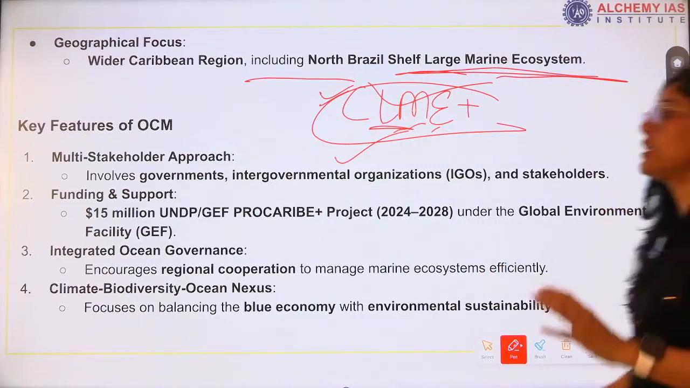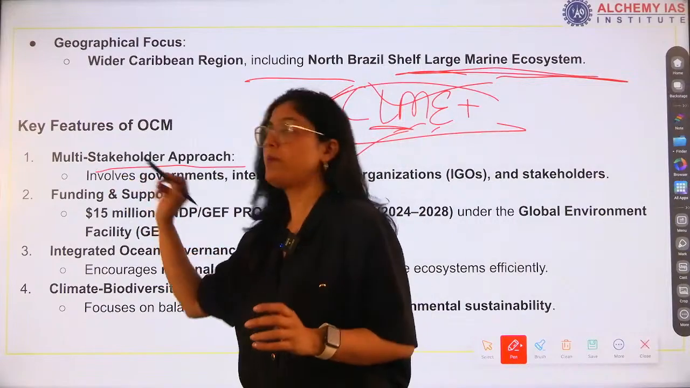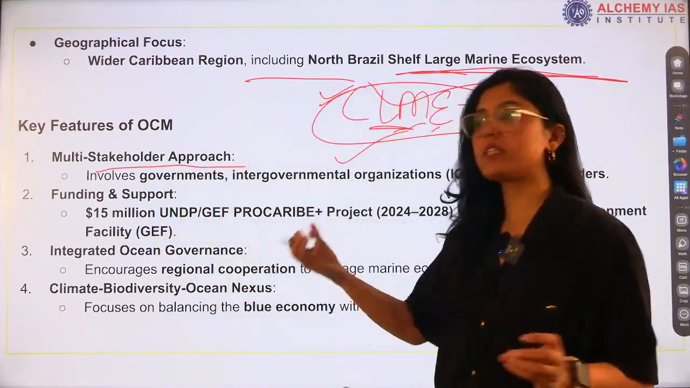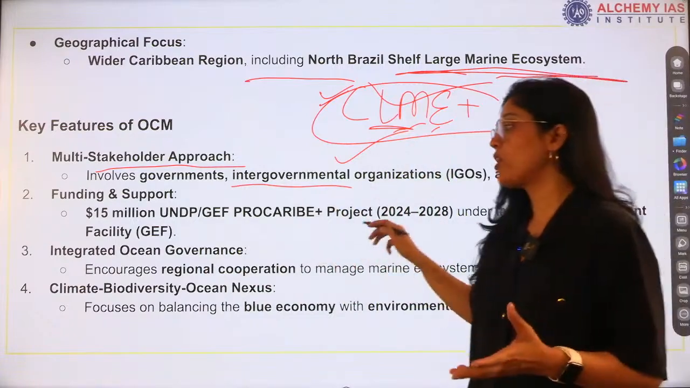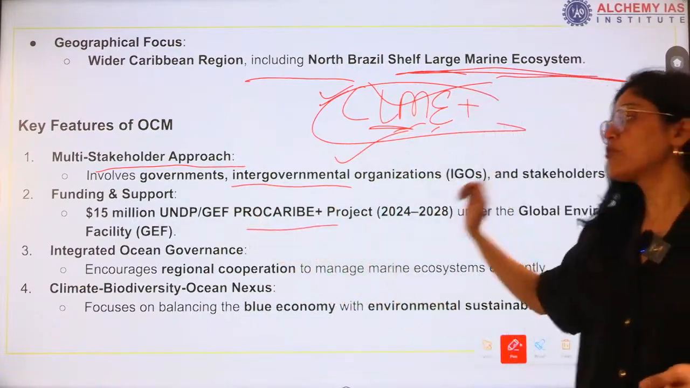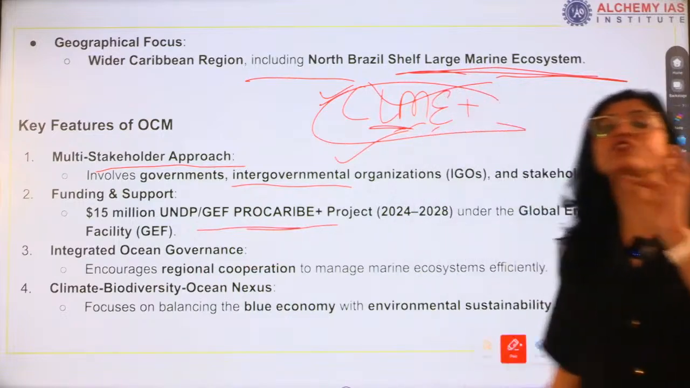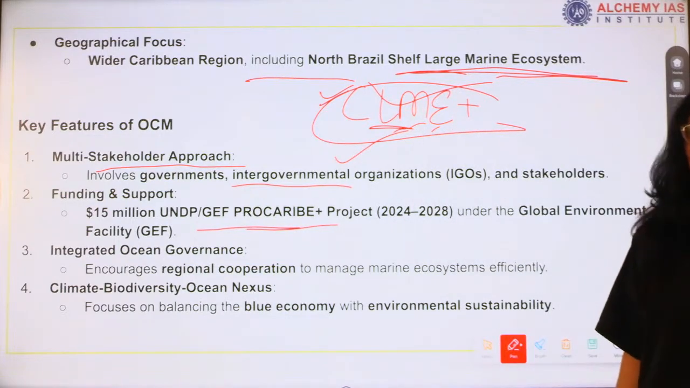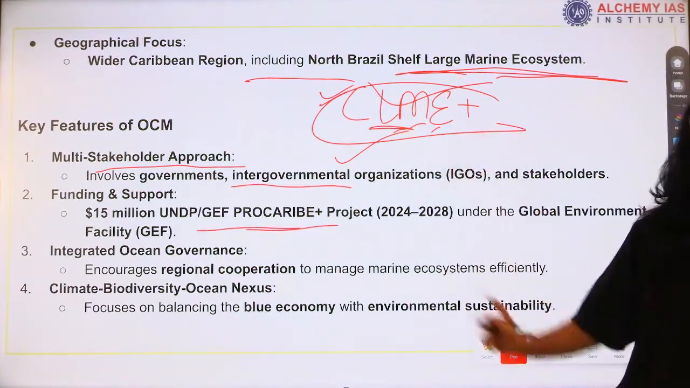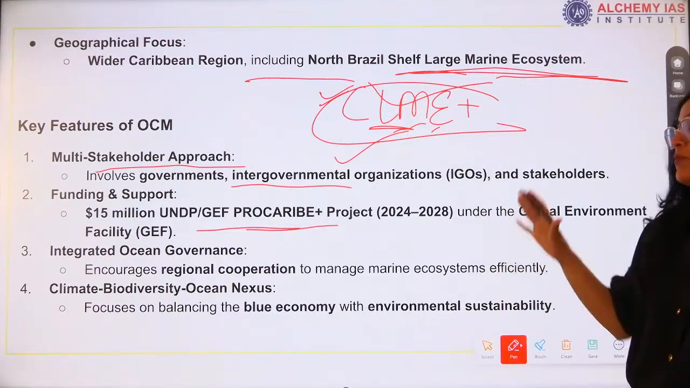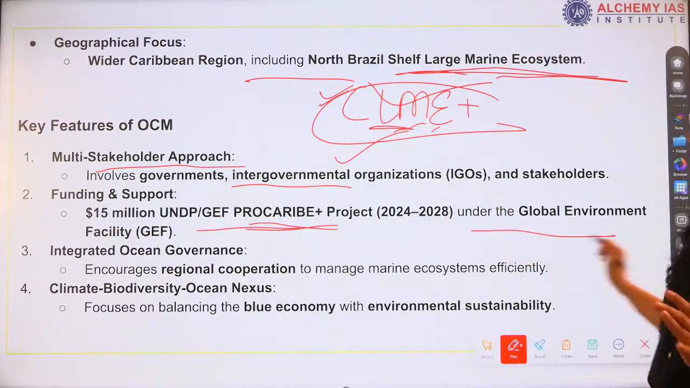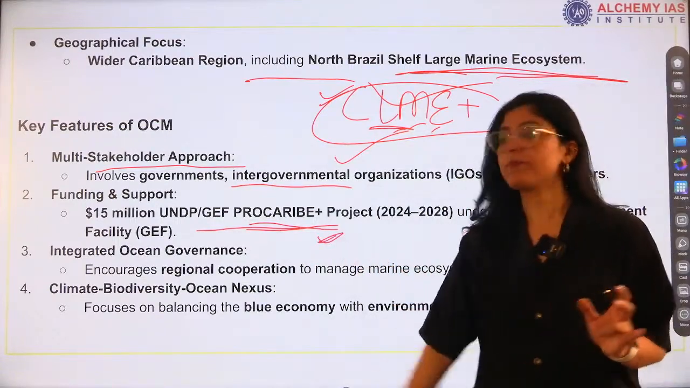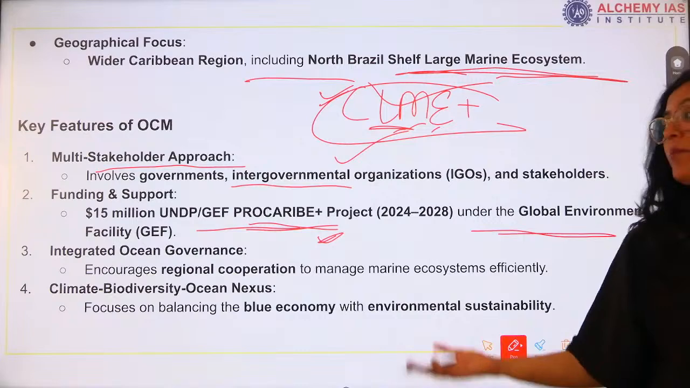Key features of this OCM are what? It will have a multi-stakeholder approach. Many governments will be involved. Many bodies will be involved. Second is funding and support. 15 million from UNDP and GEF are also supporting this initiative. They supported CLME Plus also, and they are supporting this too. So the Pro Caribbean Plus project under the Global Environment Facility. So funding and support will be coming from there.